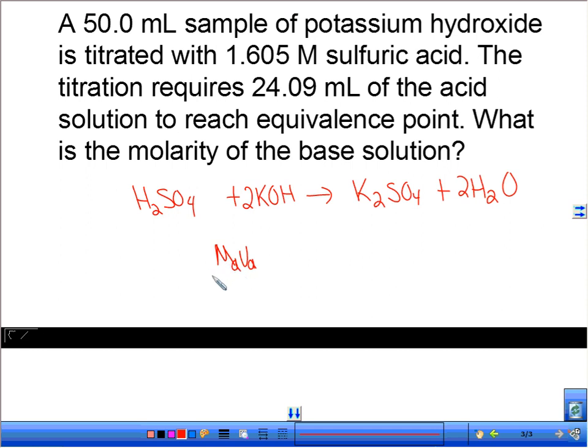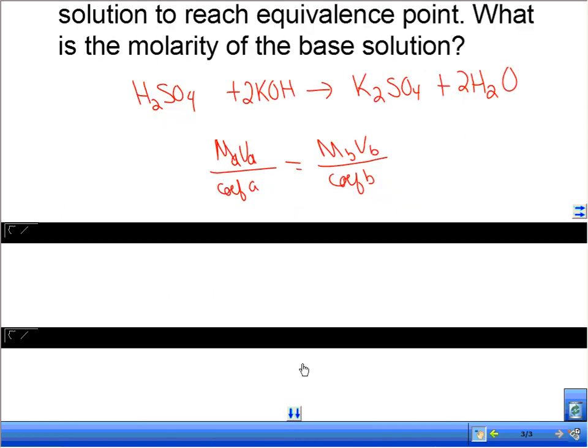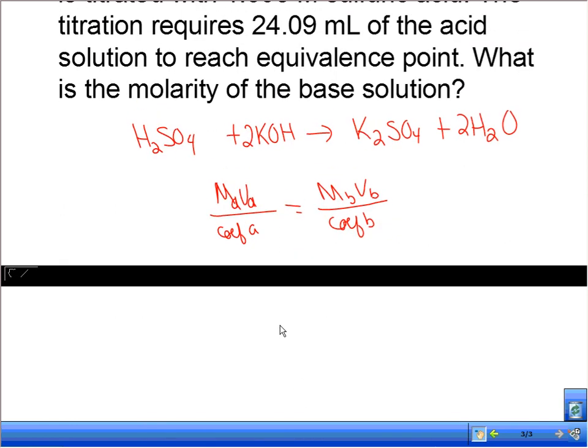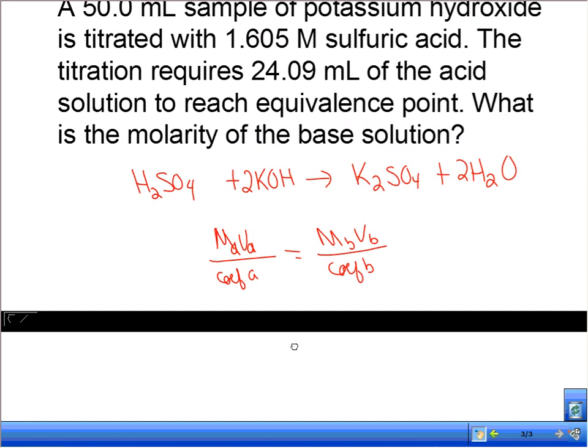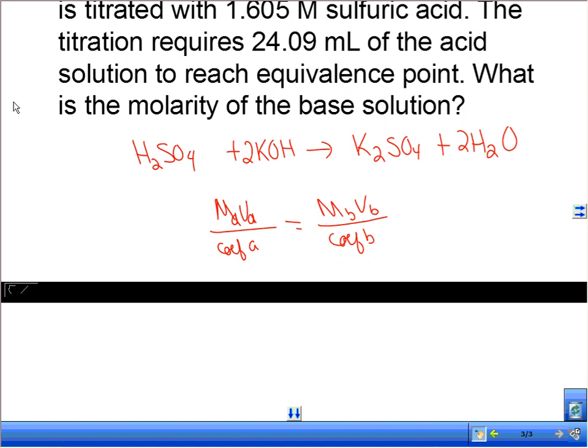The molarity of the acid times the volume of the acid, this time it's going to be divided by the coefficient of our acid, equals the molarity of our base times the volume of our base divided by the coefficient of our base. So then as we read the problem, let me scoot this up a little, you're going to be filling in information. I'm trying to get it where you can see it, but it's not going to work real well, so we'll just have to scroll. I'm just going to be filling this in as we read.